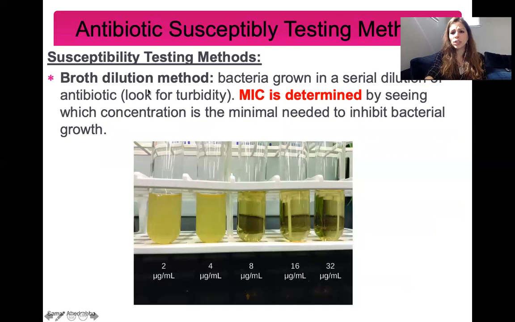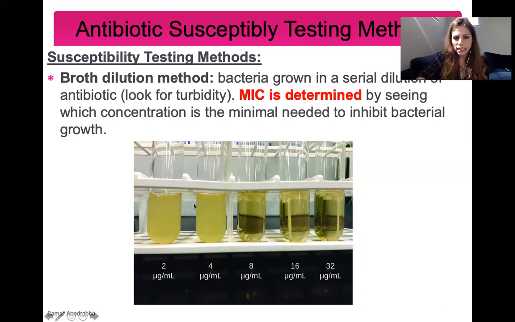The broth dilution method is you take bacteria and you grow it in different dilutions of an antibiotic. So for example, let's say this is penicillin or ampicillin or polymyxin or tetracycline, whatever antibiotic. You have the antibiotic in different concentrations, from the least concentration to the most concentration, and then you grow bacteria in each of the broth tubes and you see if bacteria grow.